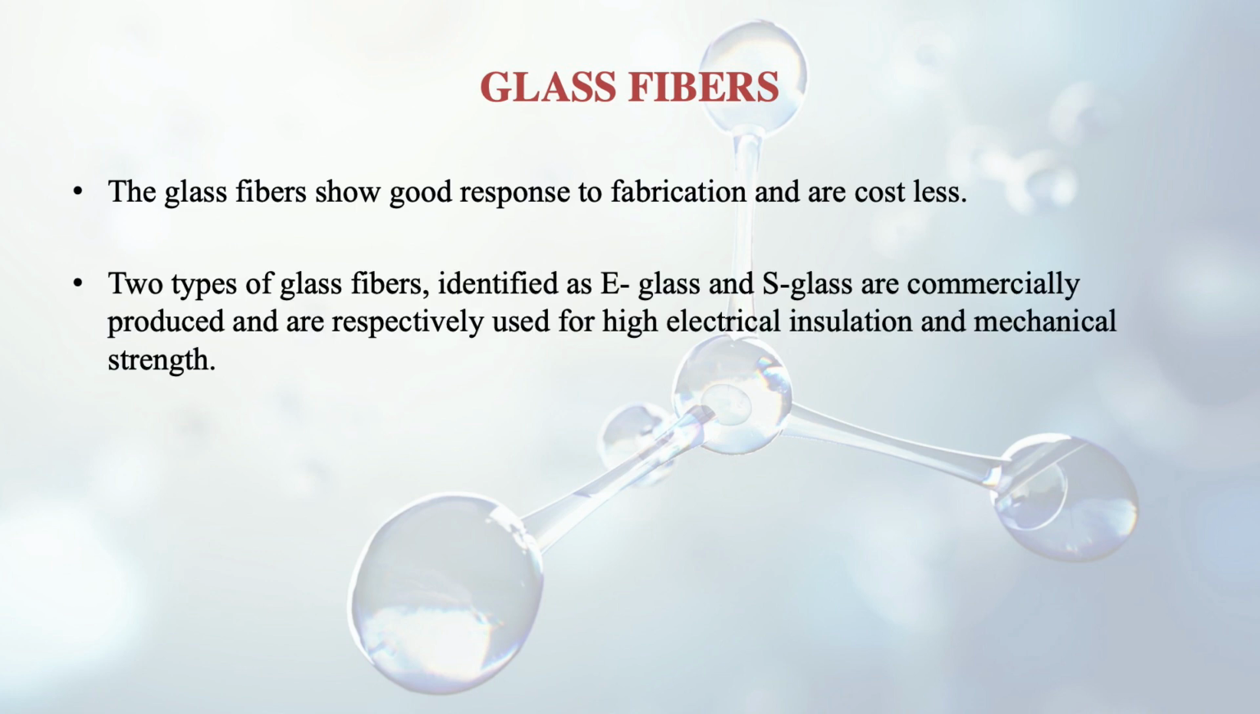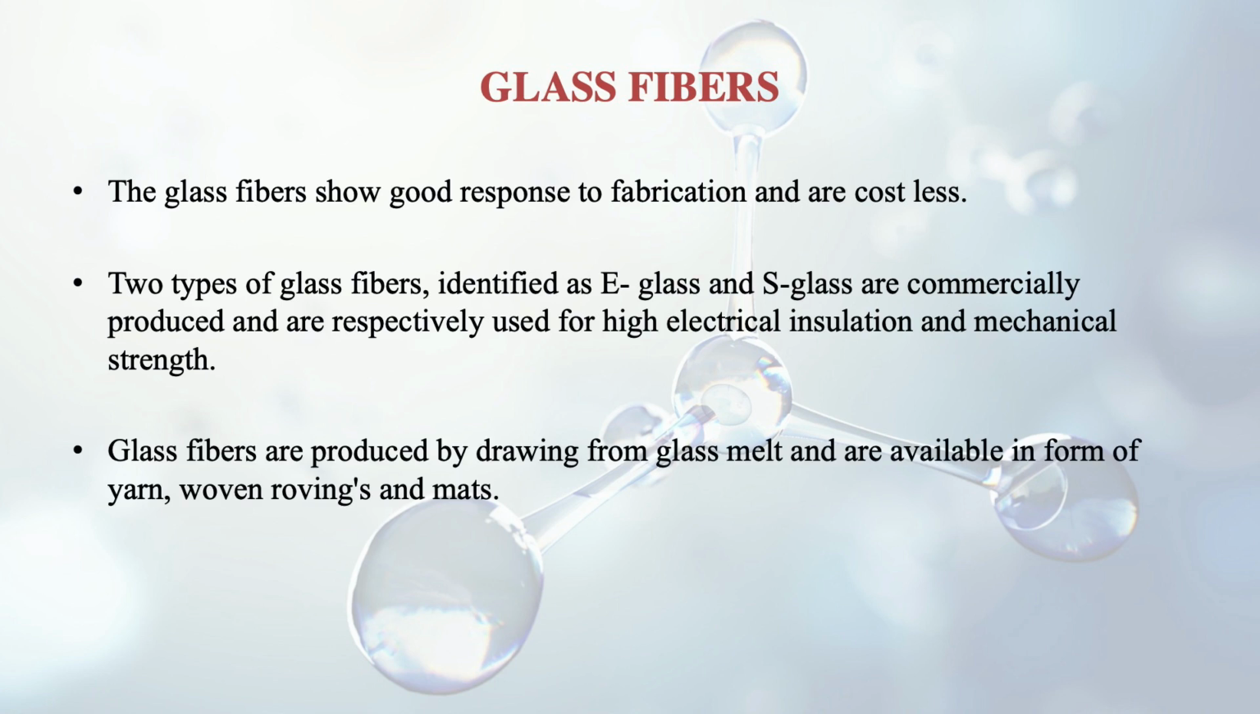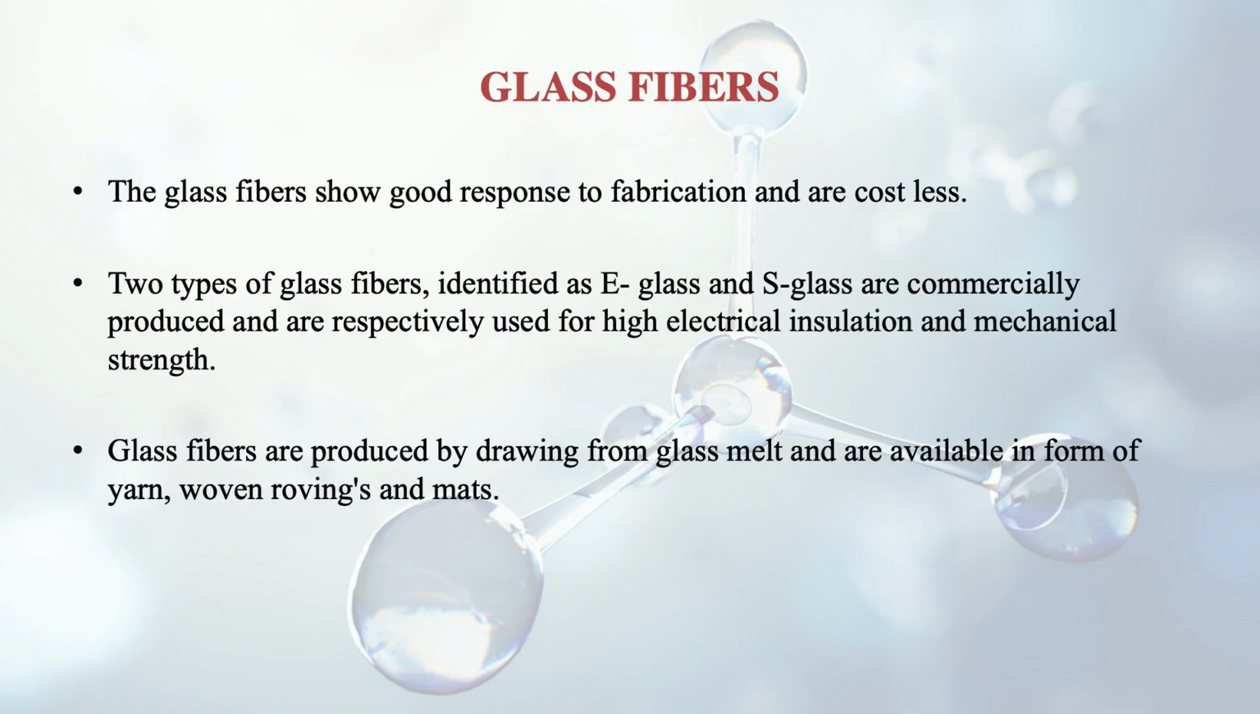There are two types of glass fibers. One is the E glass fiber and the other is the S glass fiber, and both are commercially produced. They are generally used for high electrical insulation and also where mechanical strength is required. Glass fibers are produced by the drawing process from glass melt. You can learn from manufacturing science. There is a drawing process where they are produced in the form of fibers or wires, and they are available in the form of yarn, woven rovings and mats.